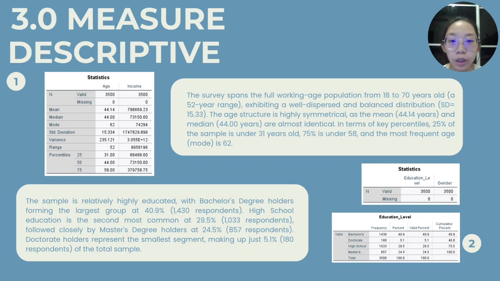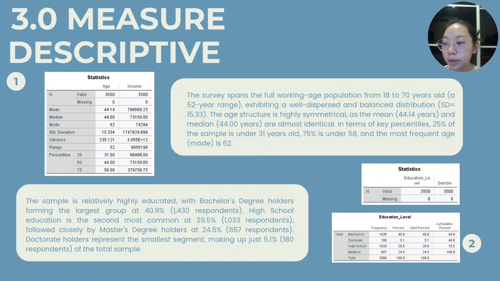Now I will present the 3.0 measure descriptive. First, age. The survey spans the full working age population from 18 to 70 years old, exhibiting a well-dispersed and balanced distribution. The age structure is highly symmetrical as the mean and median, 44.14 years and 44 years, are almost identical. In terms of percentiles, 25% of the sample is under 31 years old, 75% is under 58, and the most frequent age is 62.